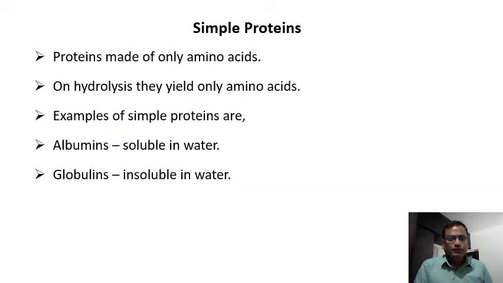Now, simple proteins. We already know that amino acids are the basic units of the proteins, and the proteins which are made up of only amino acids. If the protein molecule is made up of only amino acids and no other component like carbohydrate or phosphate group, etc., then such proteins having only amino acids are called simple proteins because on hydrolysis they yield only amino acids. If these proteins are broken down by the action of enzymes, only amino acids are yielded.